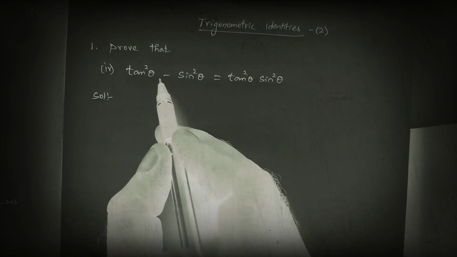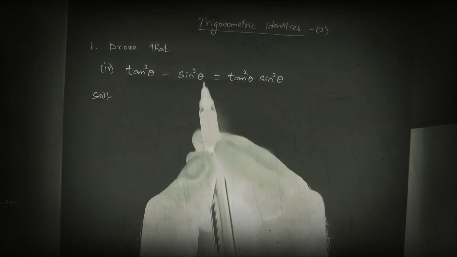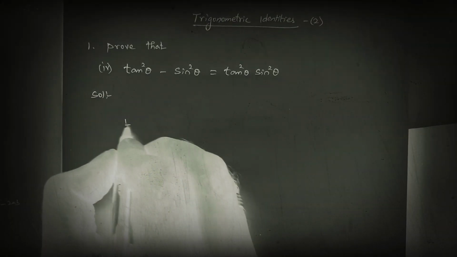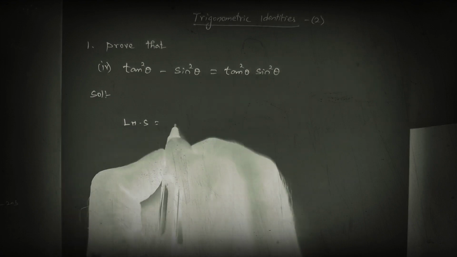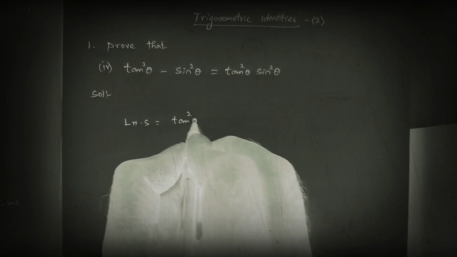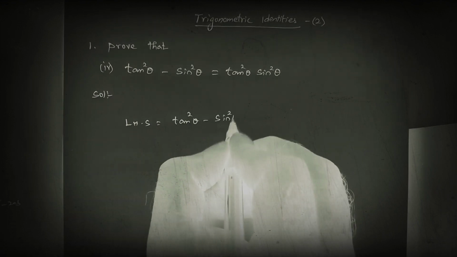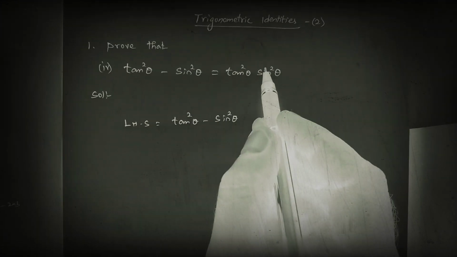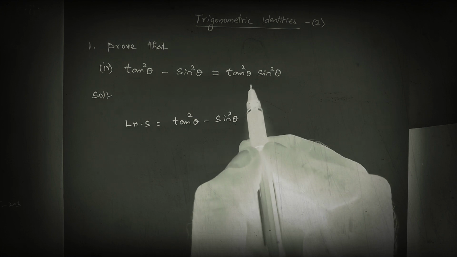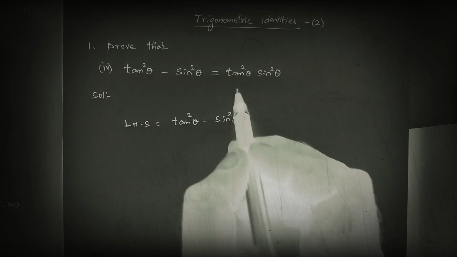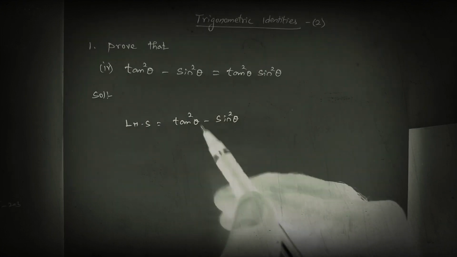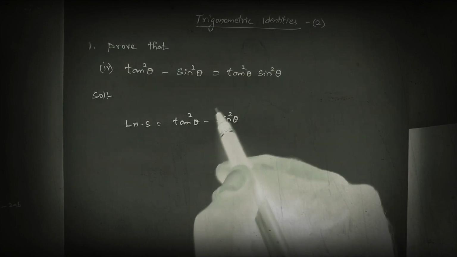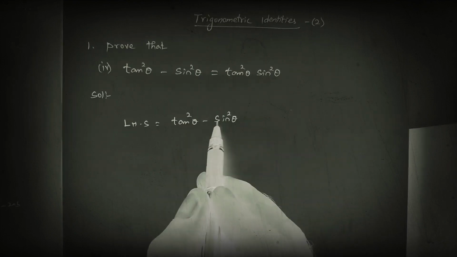So what are we going to do? We are going to take the LHS and bring it to the RHS. What is the LHS? Tan square theta minus sin square theta, and we want to bring the RHS. I told you that already. We have to see the RHS, analyze and think about how we are going to bring it.